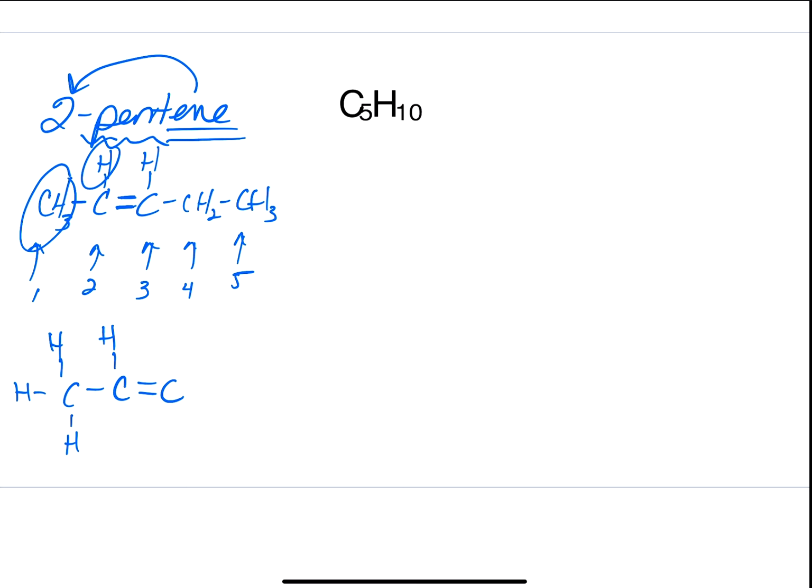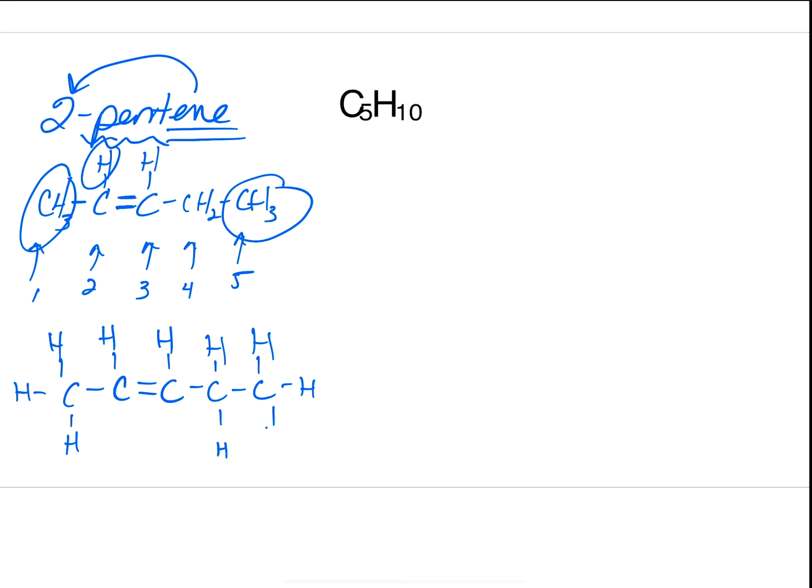Now, the carbon on the right-hand side of the double bond is also bonded to a hydrogen and a carbon, but this carbon right here is bonded to 2 hydrogens, and it's also bonded to another carbon, which is carbon 5, which is right here, and that has 3 hydrogens on it. So that is our full structural formula right there, showing all of the hydrogens and all of the carbons and all of the bonds.